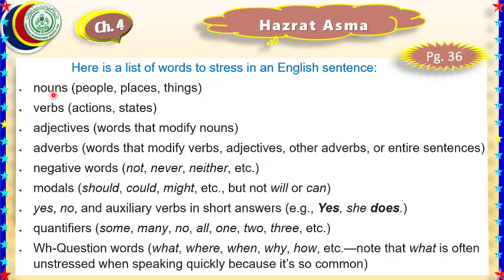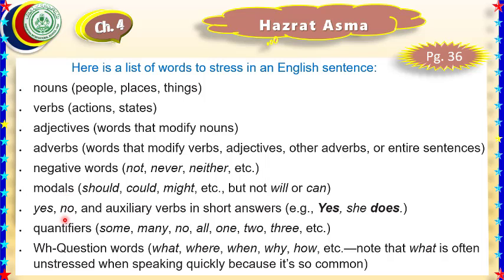When we are reading a sentence, we stress the nouns. For example, people, places, things. We stress verbs, actions, states. We stress adjectives. We stress adverbs. We stress negative words like not, never, neither. We stress modals like should, could, might.